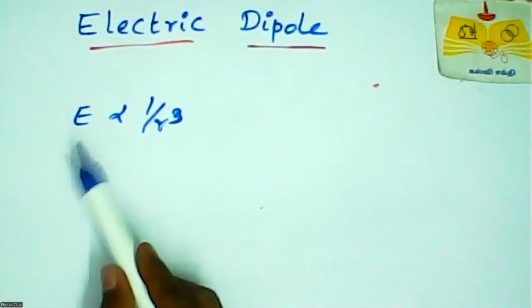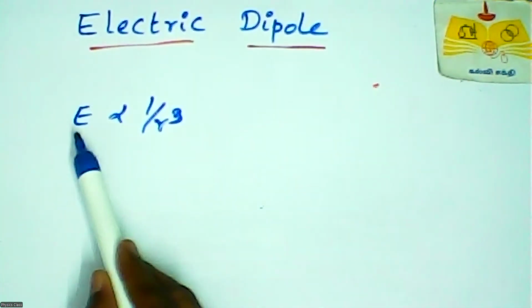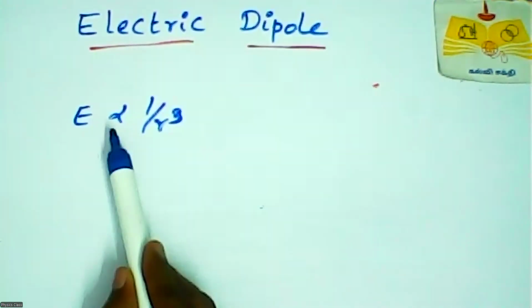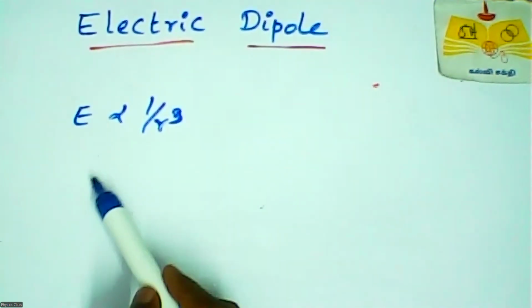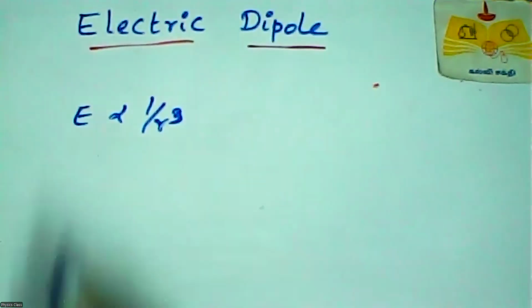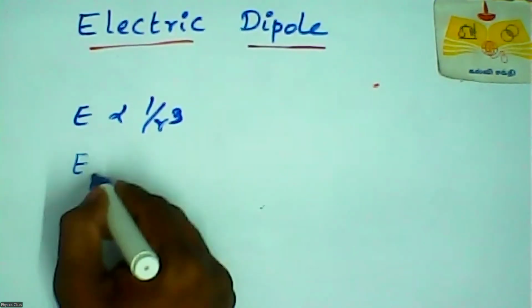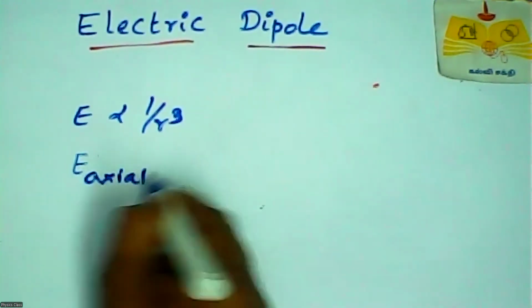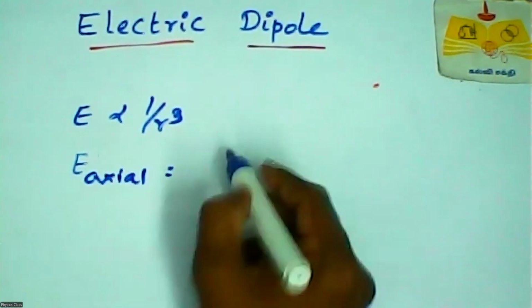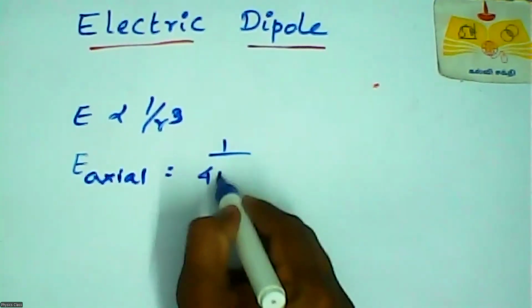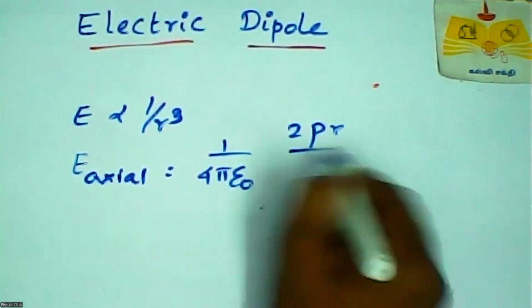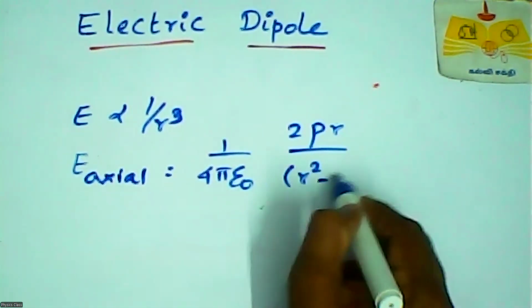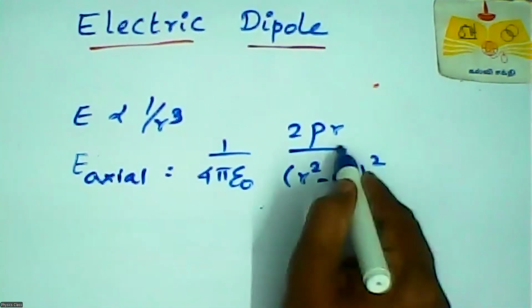Here you can see that the electric field is inversely proportional to the cube of the distance. E axial is equal to 1 by 4 pi epsilon naught, 2 p r by (r square minus a square) whole square.